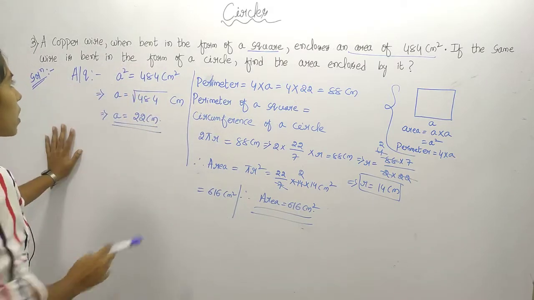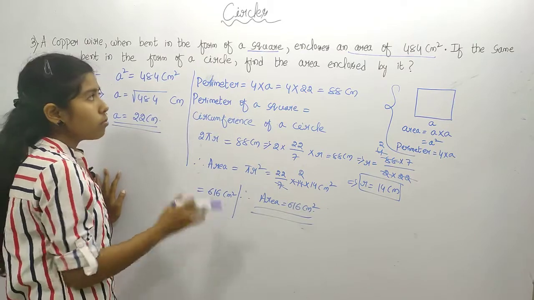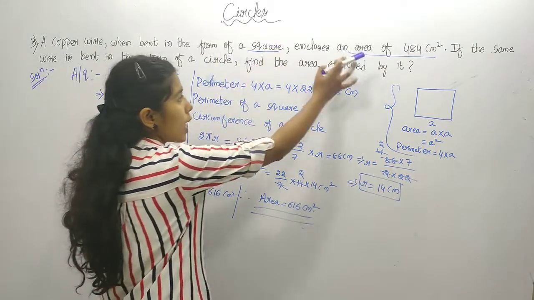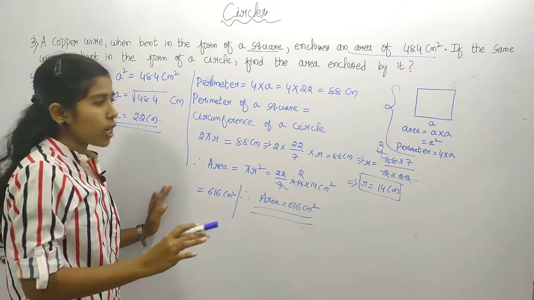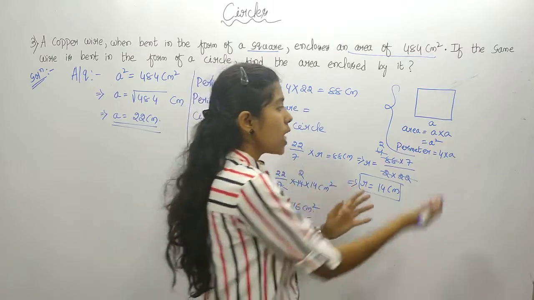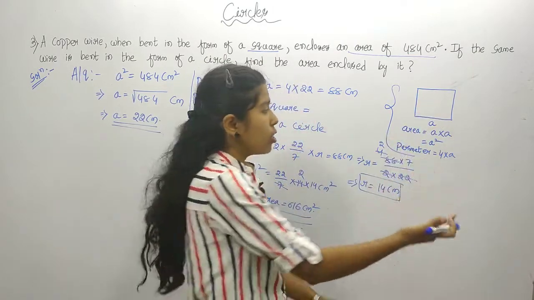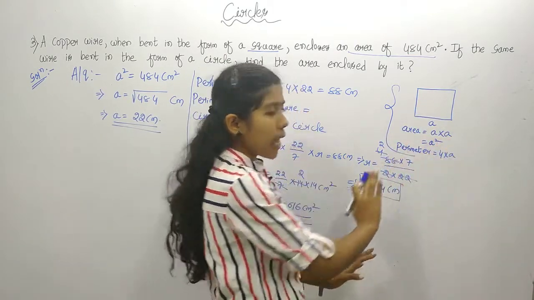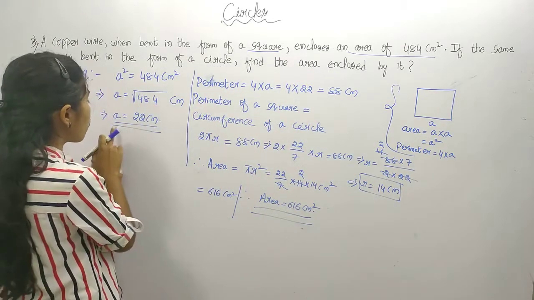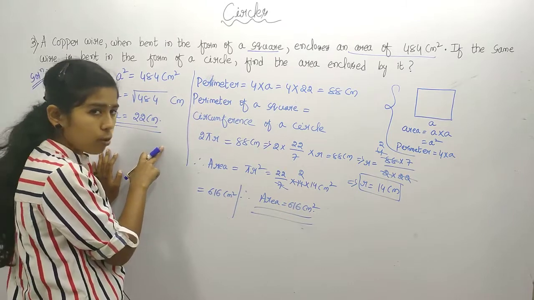You see, first of all a wire is there. We bent the wire in the form of a square. So the square area is 484 cm square. We already know the area of a square is side square. Here we have taken side as A. So area equals A into A, A square. A square is already given, 484 cm square. You found out A value is 22 cm.